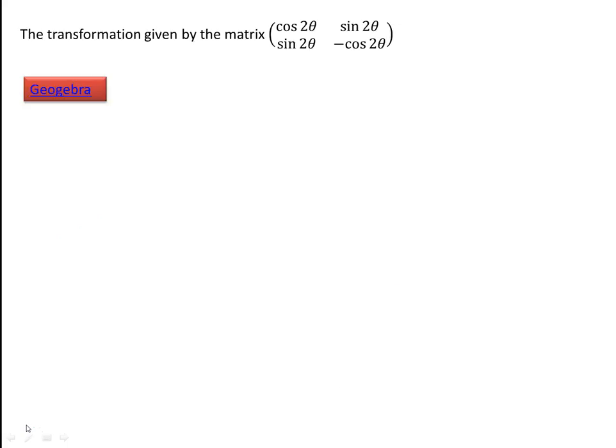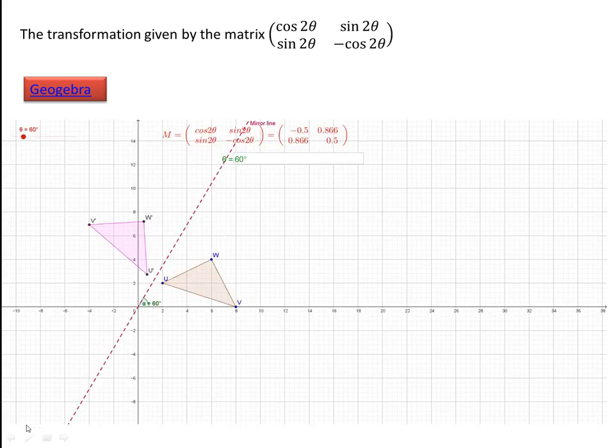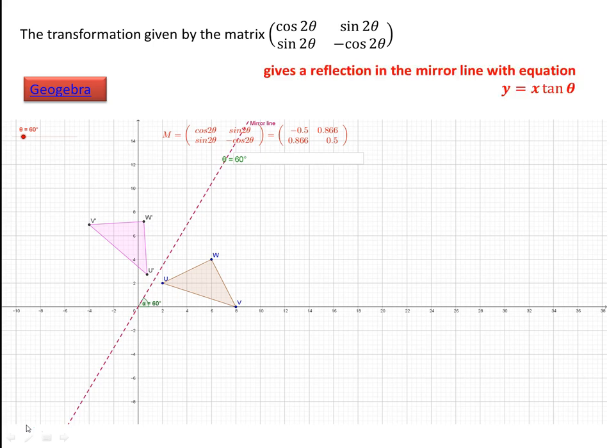So, putting all of this together, GeoGebra has shown us that the matrix cos 2 theta, sine 2 theta, sine 2 theta, minus cos 2 theta gives us a reflection in the line passing through the origin, which makes an angle theta with the x-axis. And our little bit of coordinate geometry on the previous slide has told us that this mirror line has an equation of y equals x tan theta.